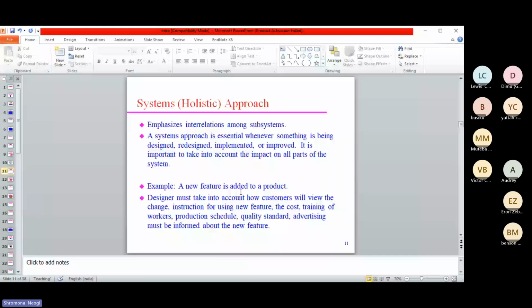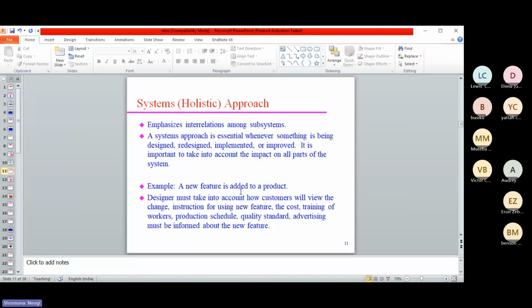Now, the people who are producing it: what kind of training must be given to the workers, and what should the production schedule be like? It will also change because you're adding a new feature. Maybe goods and machineries are also changing. The quality standard will change. And for it to sell, you have to advertise and inform your people about the new feature. So one thing: addition of a new feature to a product changes the entire operations, right?